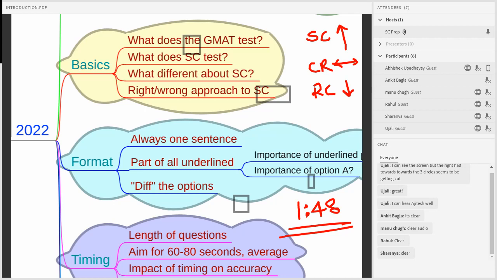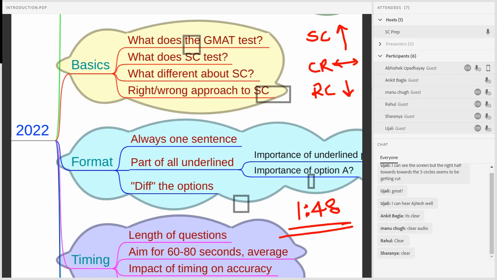If you can get SC down, then what you can do is you can create a little bit of buffer for yourself when it comes to other weak areas like CR or RC, and create time for yourself. Like if you have a long passage, where do you get the time to read that passage? From SC.